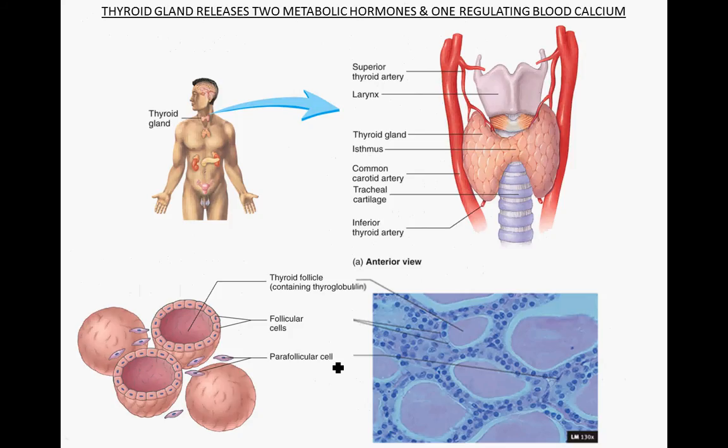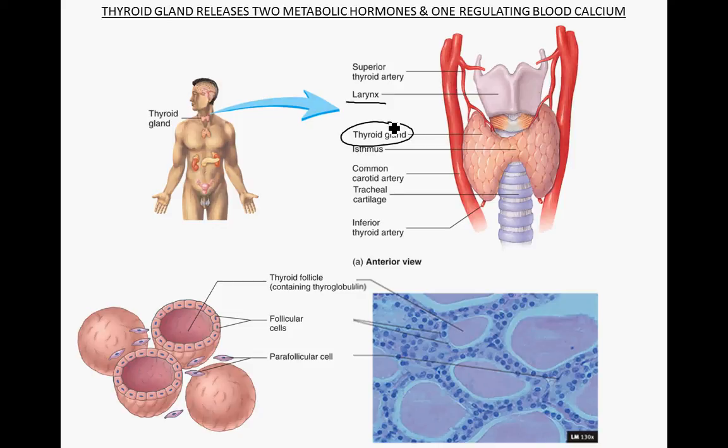So here is the thyroid gland. It is located just inferior to your larynx or your voice box, so you should be able to palpate that in your own neck and feel it. But you will not be able to feel the thyroid gland. This is mostly soft tissue there.